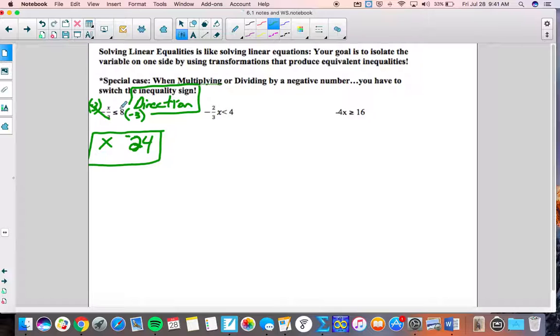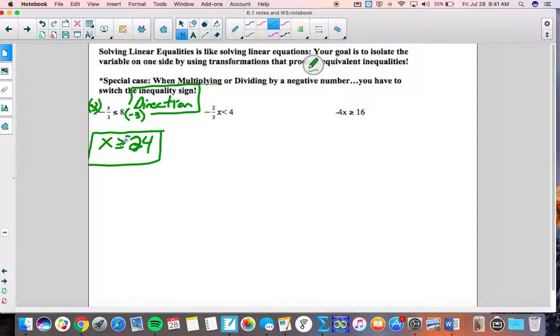Pac-Man, or the inequality, is facing right. Well, now we need to switch it. It needs to face left. So our solution now says that x is greater than negative 24. Now, if you took a number that was greater than negative 24, like negative 20 or 0 or 100, and you checked any one of those numbers, it would make this original inequality true.